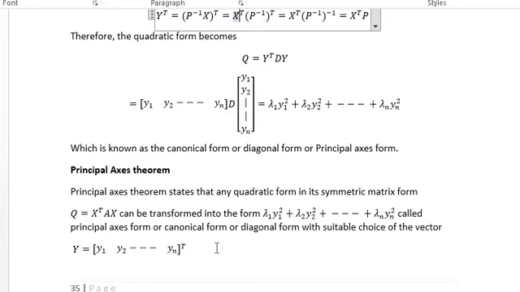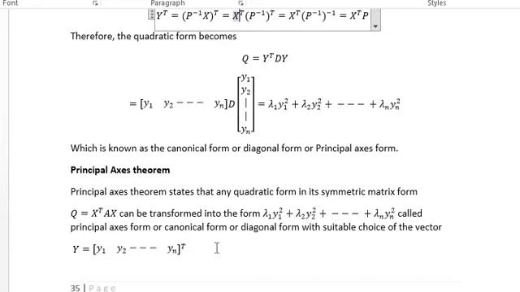That is, this is equal to the matrix y1, y2, etc., yn into D into their transpose, which is equal to lambda 1 y1 square plus lambda 2 y2 square plus etc. lambda n yn square, where lambda 1, lambda 2, etc. lambda n are the eigenvalues of the given matrix. This is known as the canonical form or diagonal form or principal axis form.